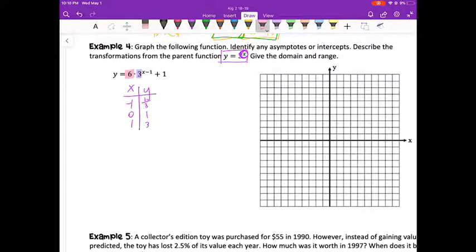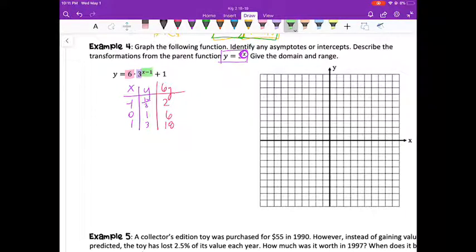So this 6 out front is going to cause a vertical stretch by a factor of 6. So we take each of our y coordinates and multiply by 6 first before we worry about that +1. They are both y coordinate transformations, but we have to do multiplication first. So taking 6 times 1/3, we get 2. 6 times 1 is 6. 6 times 3 is 18.